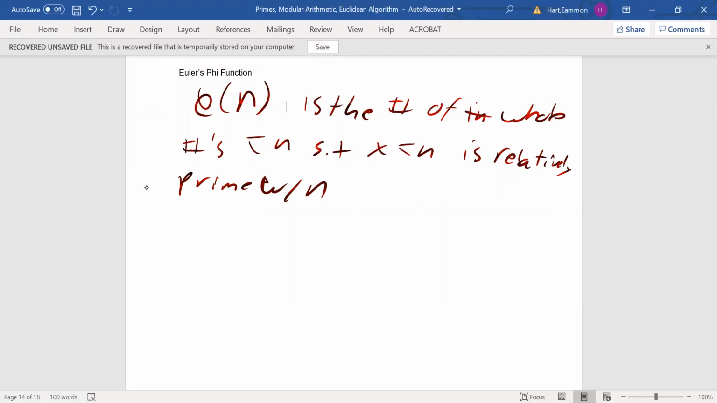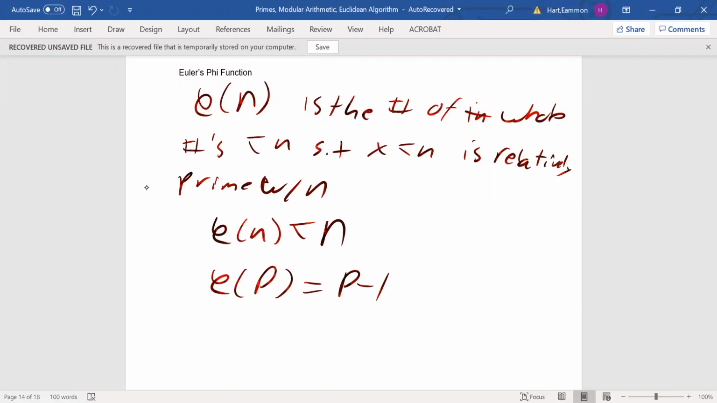So there's a few very natural things that we'll note. Clearly, phi of n is going to be less than n. Also, phi of p is going to be equal to p minus 1. This is pretty easy to check. Because p is prime, every single value less than p is going to be relatively prime to it. Therefore, it's just going to be all the values less than p.